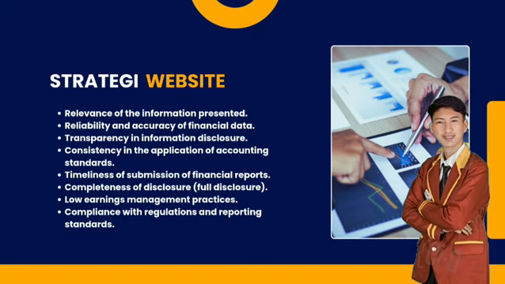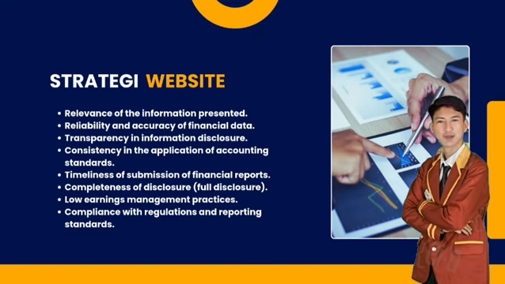Furthermore, there is consistency in the application of accounting standards. Consistency is important so that financial statements can be compared from one period to the next. Then there's the timeliness of financial report submission. Information delivered late often loses its value and usefulness in the decision-making process. Another indicator is completeness of disclosure, or full disclosure. Companies must provide sufficient information to enable users to understand the company's overall condition.